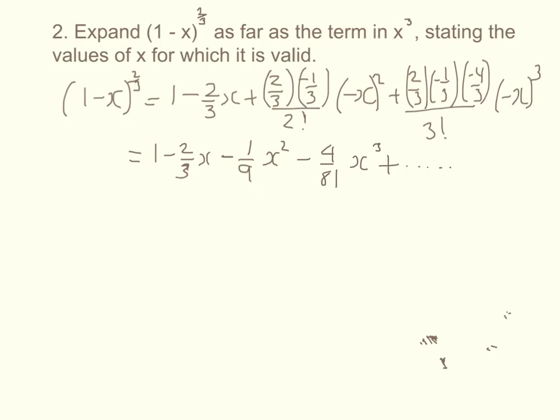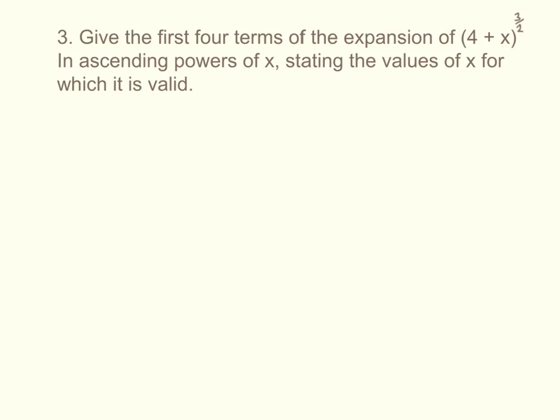But that's all we're asked for. And now we've got to say where it's valid. So the validity is where the modulus of minus x, which is the thing in the position here, is less than 1, which is the same as the modulus of x being less than 1.